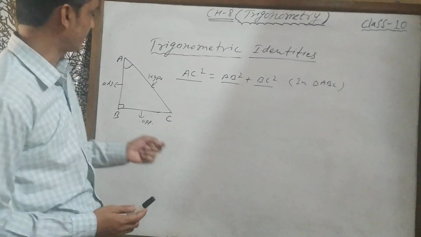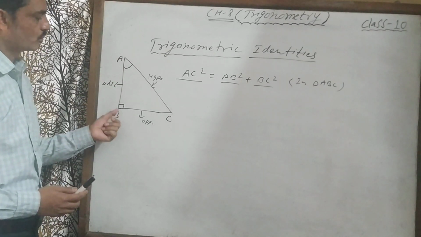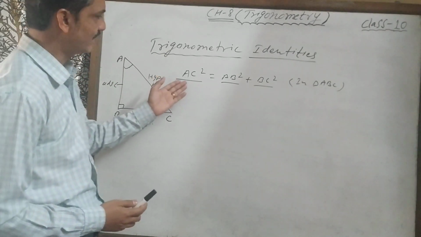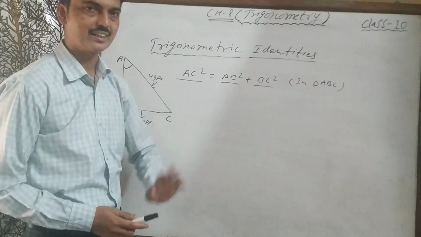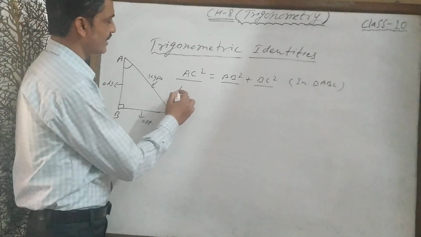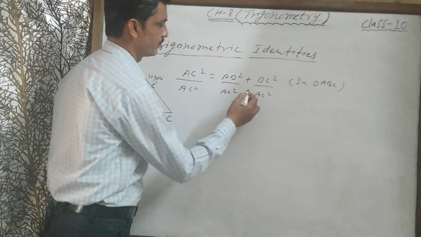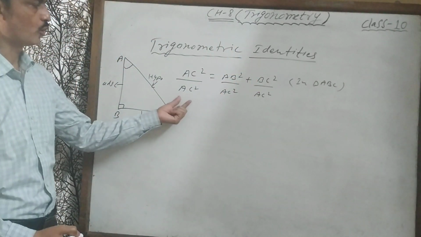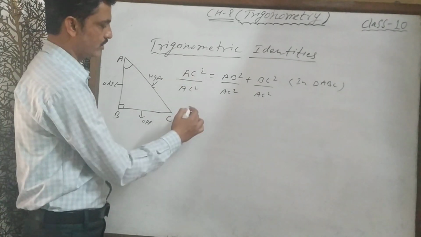For this we consider a right angle triangle ABC, with the right angle at B. By using Pythagoras theorem we can write hypotenuse square is equal to base square plus perpendicular square in triangle ABC. Understand? Now divide each term by AC square. We can divide each term by the same value, AC square, right?